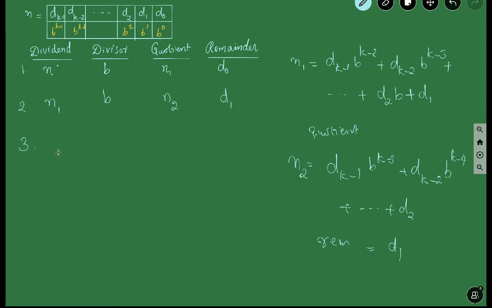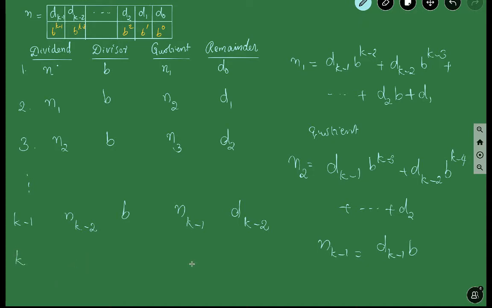And similarly in the third step, if we divide n2 by b, we will get some quotient, say n3, and remainder will be d2, and so on. Thus in the k minus first step we will be dividing nk minus 2 by b to obtain the quotient nk minus 1 and remainder dk minus 2. Then nk minus 1 will be of the form dk minus 1 into b, so that in the kth step the quotient will be 0 and the remainder will be dk minus 1. Thus the process stops when we obtain 0 as the quotient.